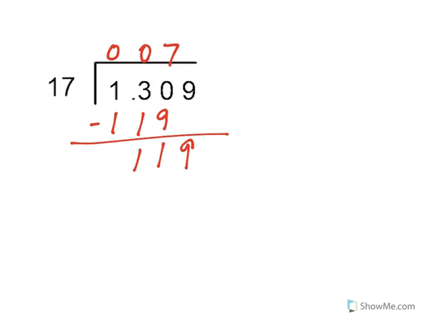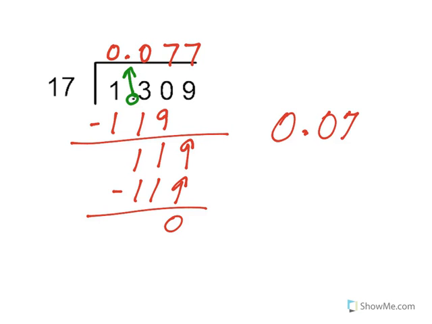I'm going to bring the 9 down. And 119 divided by 17 is 7 again. 7 times 17 is 119. And we end up with nothing left over. Now again, I've got to come back and look where my decimal point is in my problem. It's right here, and it simply moves straight up. So my decimal point goes right there. Now that means my answer for this problem is 0.077, or 77 thousandths.